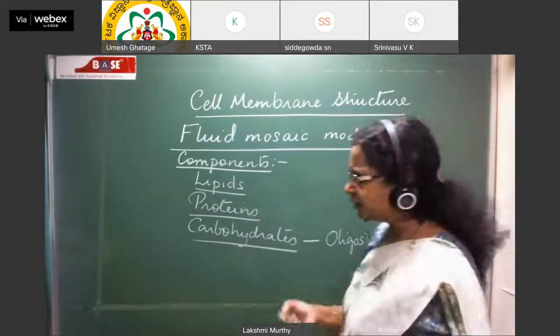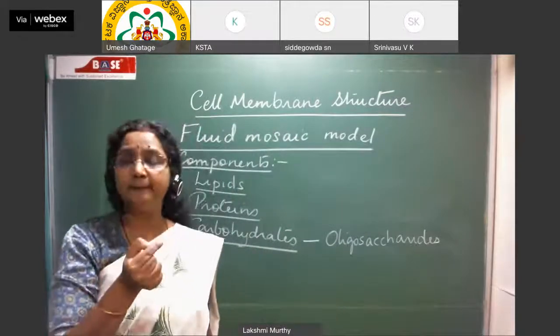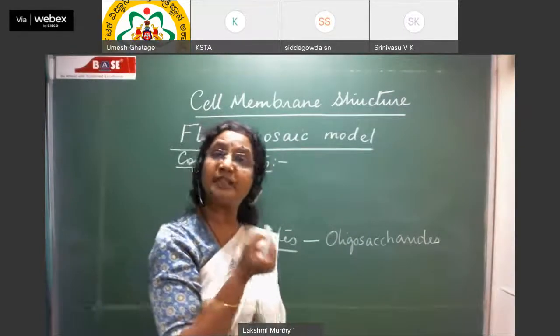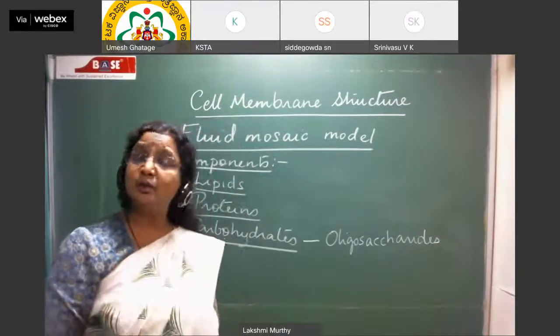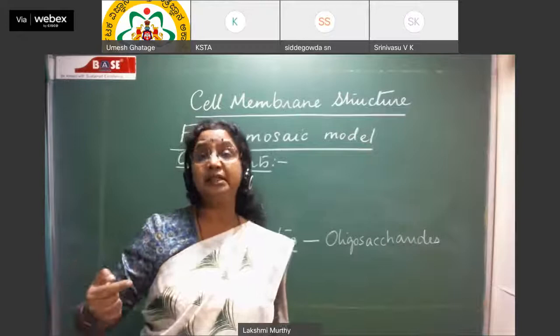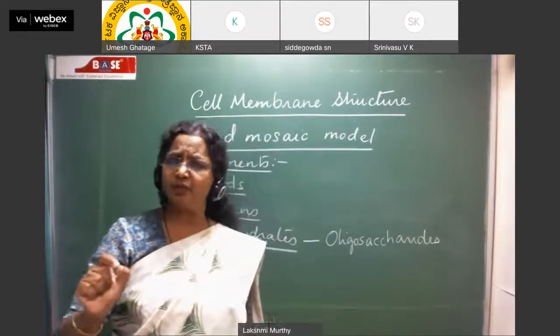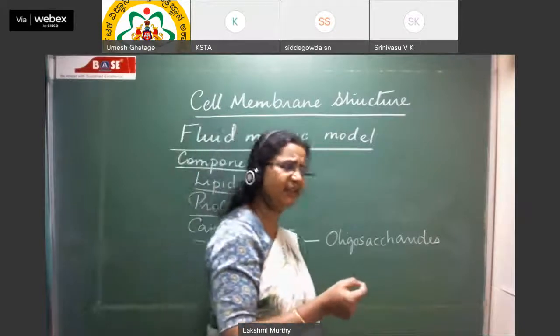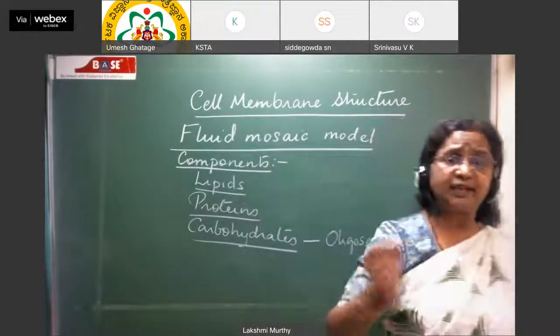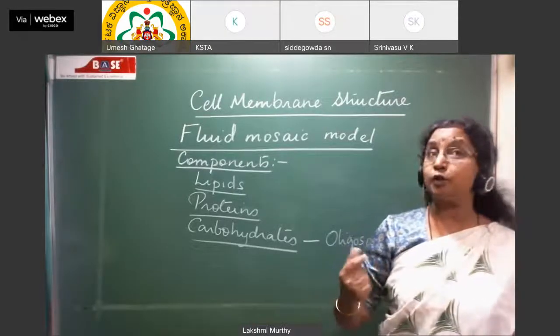Okay, oligosaccharides. The word oligo itself means very small, minute or small. So oligosaccharides are going to have a limited number of monomers present. Whatever is the monomer, there will be a limited number of monomers, usually maybe between 3 to 7, sometimes between 3 to 10 monomers can be seen, right? Those are going to be called oligosaccharides.